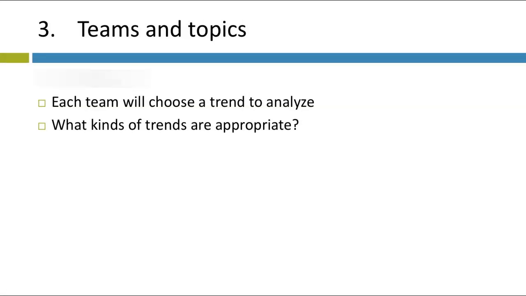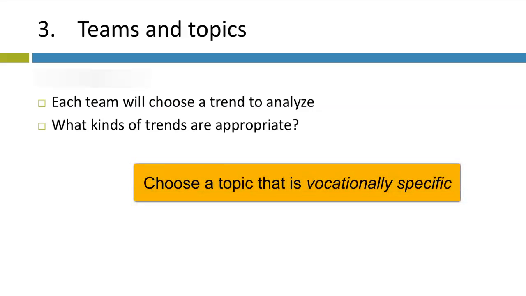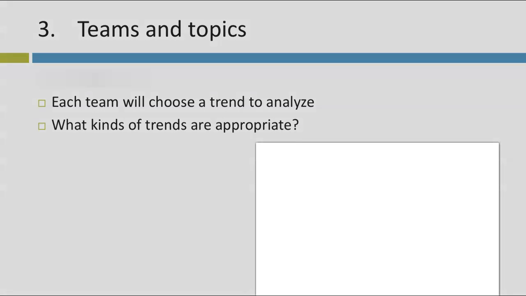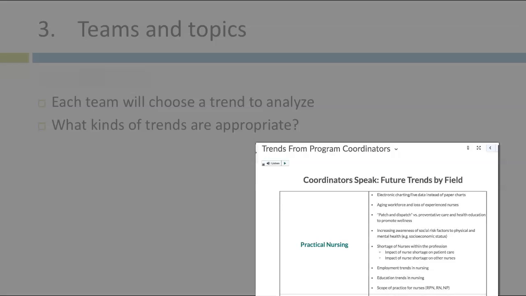The next step for each team will be to choose a trend to analyze. You are probably wondering, what kind of trend should we choose? Your topic should be a trend that is directly related to your program of study. To give you a boost, we've already talked to most of your program coordinators about emerging trends, and we've compiled a list of their ideas on the course page. You'll find that in the folder of resources to support the trend analysis.